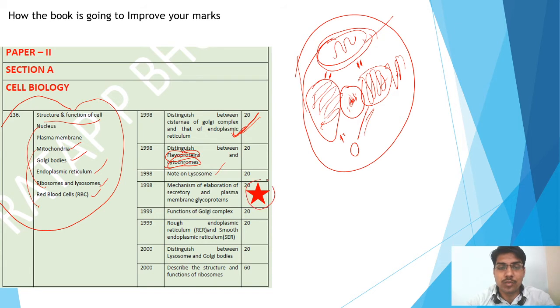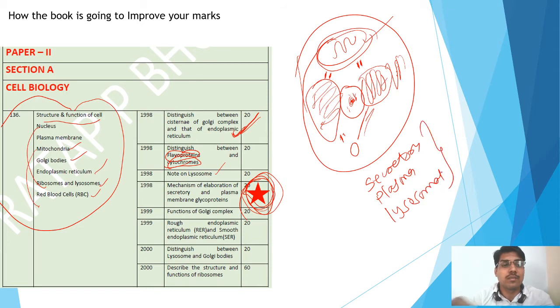Now this is the question where the book will play a role, the analysis of the question papers will play here. What is the question? Mechanism of elaboration of secretory and plasma membrane glycoproteins. Okay. You know there are three types of glycoproteins: secretory, plasma, and lysosome. Right.